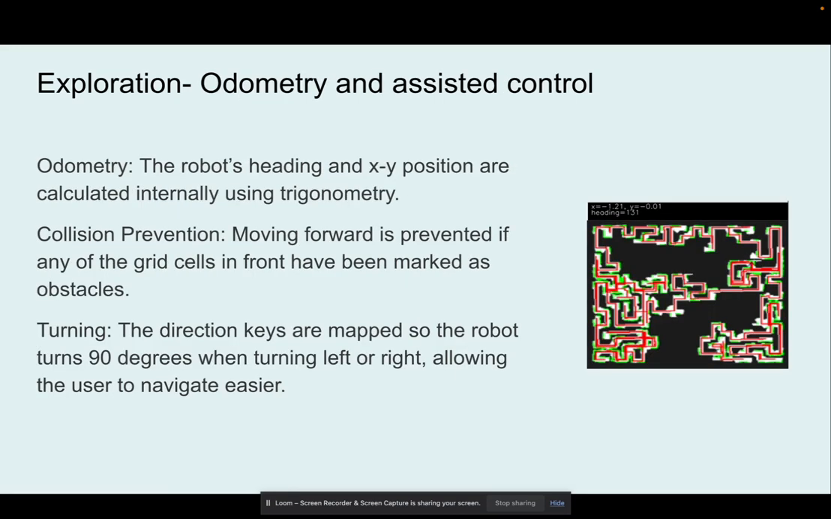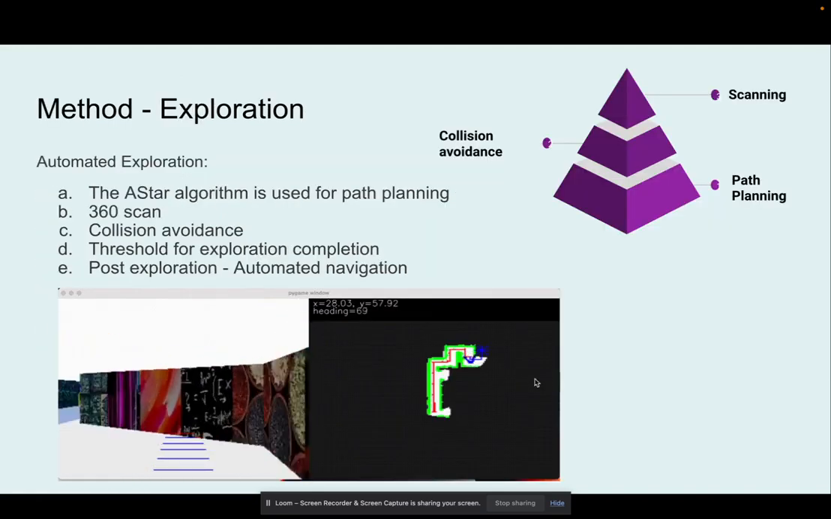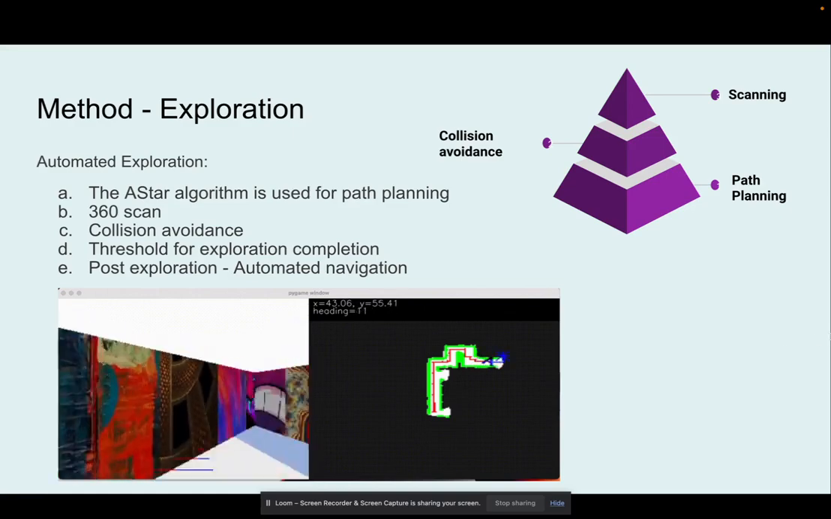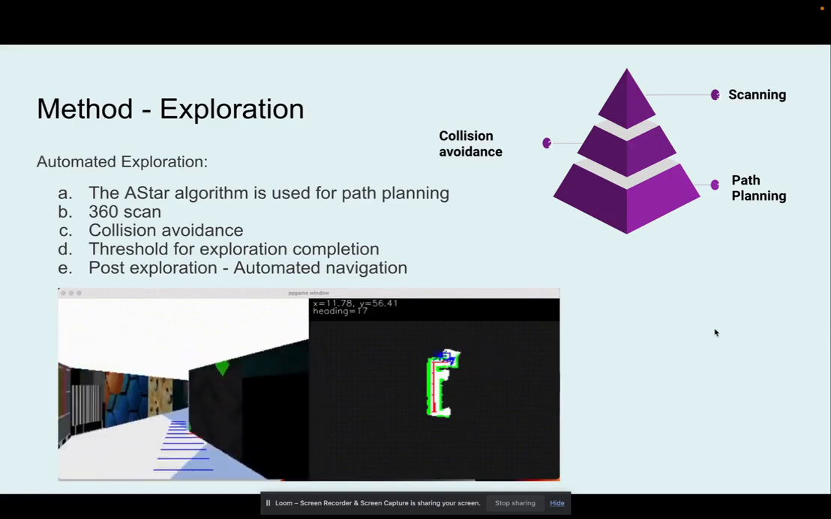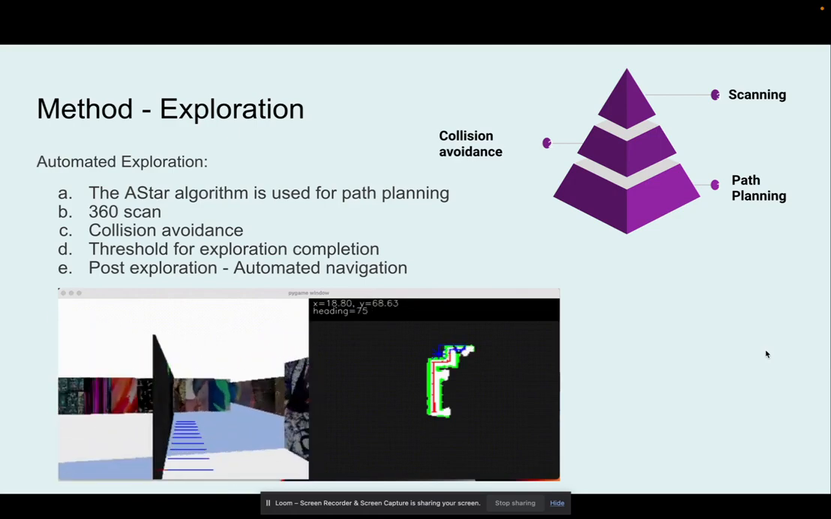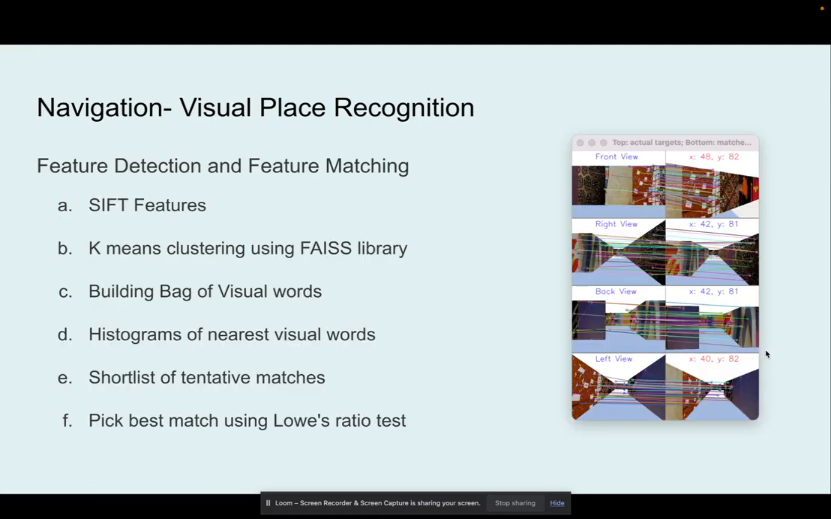The robot then stores its heading and XY position, displays that so that we know where we are. It prevents collision by not bumping into walls because we know the occupancy grid where the walls are. It turns 90 degrees left or right because we map the direction keys in that way. We were also able to come up with a fully automated exploration, so no user input needed, using A-star to repeatedly try to find a path to unvisited locations, but this wasn't fast enough for the final version.